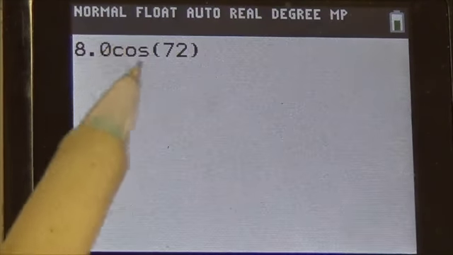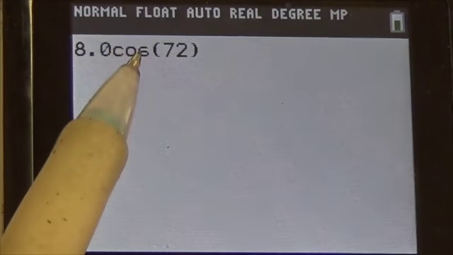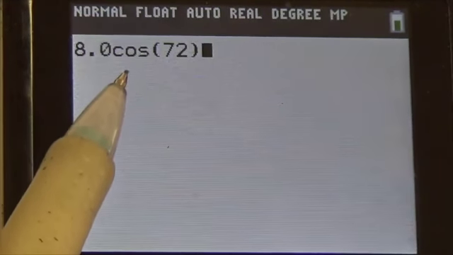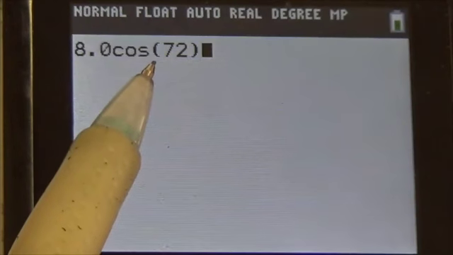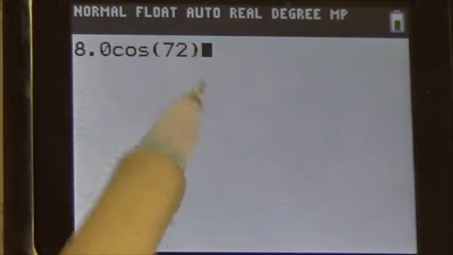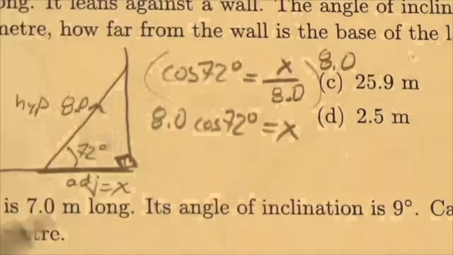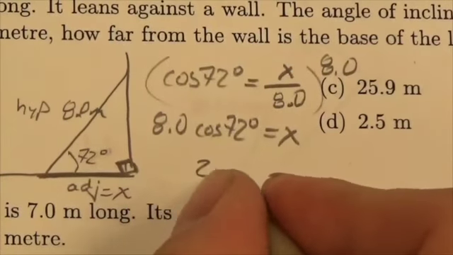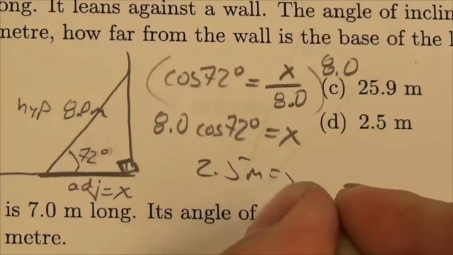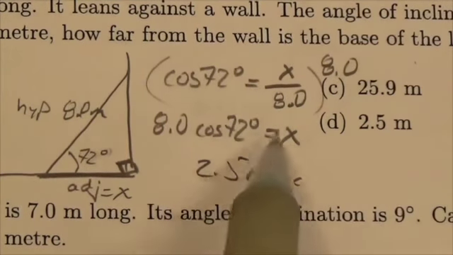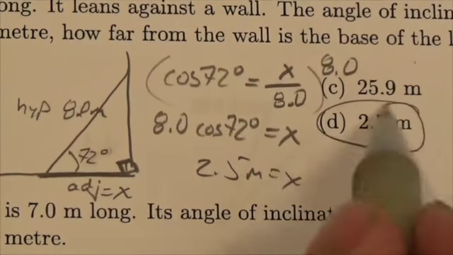Okay. So we're using just cosine here because we want the calculator to spit out the ratio. We're not looking for the angle here, we know the angle. We want the ratio here. So we press enter and we get 2.5 to the nearest tenth, 2.5 meters. And so we look at our available options and actually there it is right there in D.